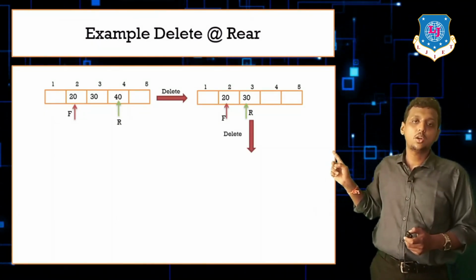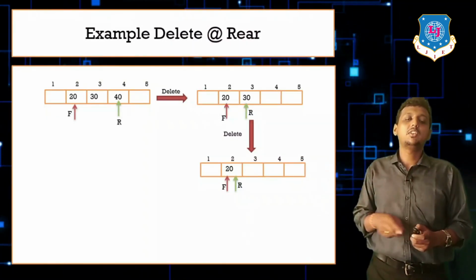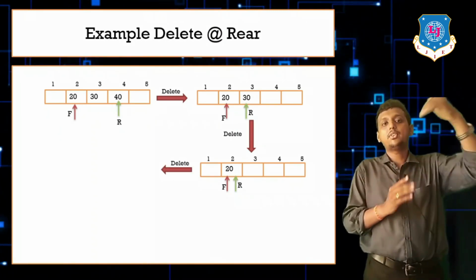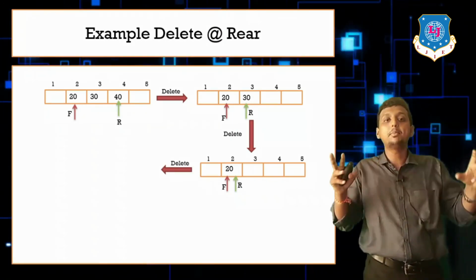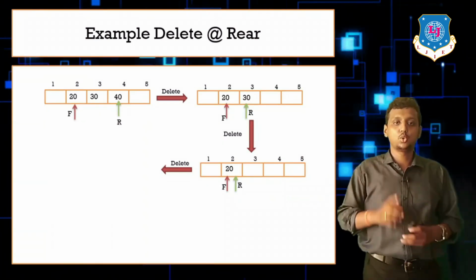Again, see the deletion operation. Again, rear will be decremented and 30 will be gone. Again, the deletion operation. What happens? After deleting 20, the F and R are at the same position, so Q becomes empty, and when the Q becomes empty, my F and R both point to 0.